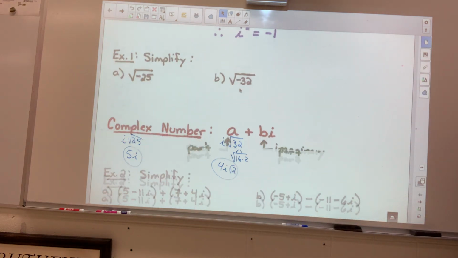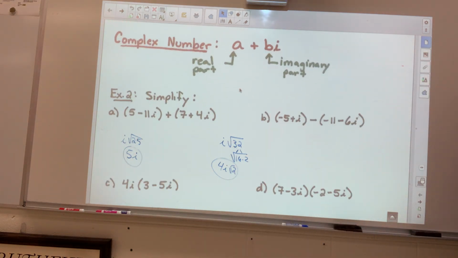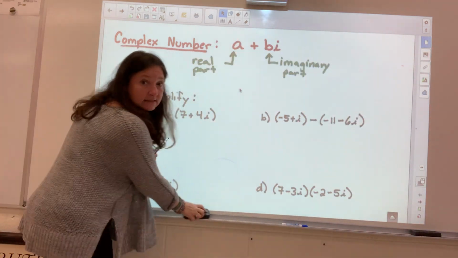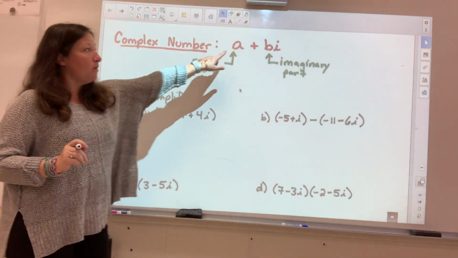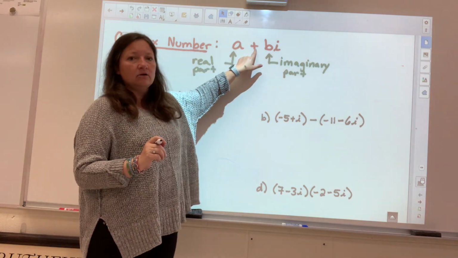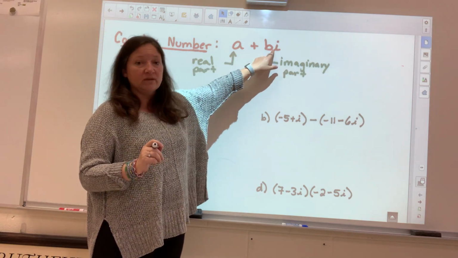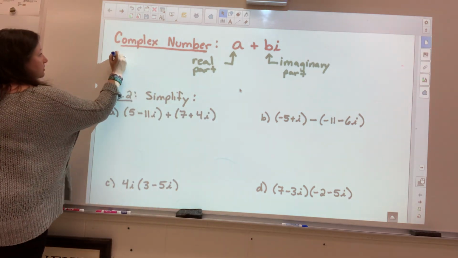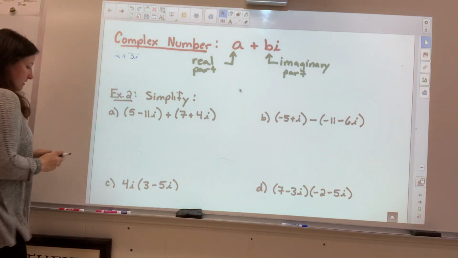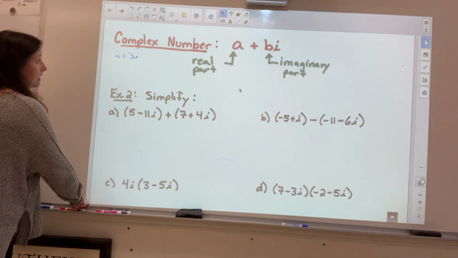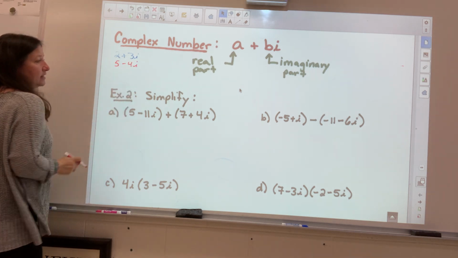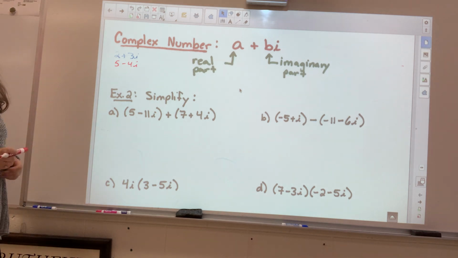We're also going to talk about complex numbers. What does it mean to be a complex number? Well, it means that you're going to have a real part added or subtracted with an imaginary part, a plus bi. So something like 2 plus 3i is a complex number, or 5 minus 4i is a complex number.